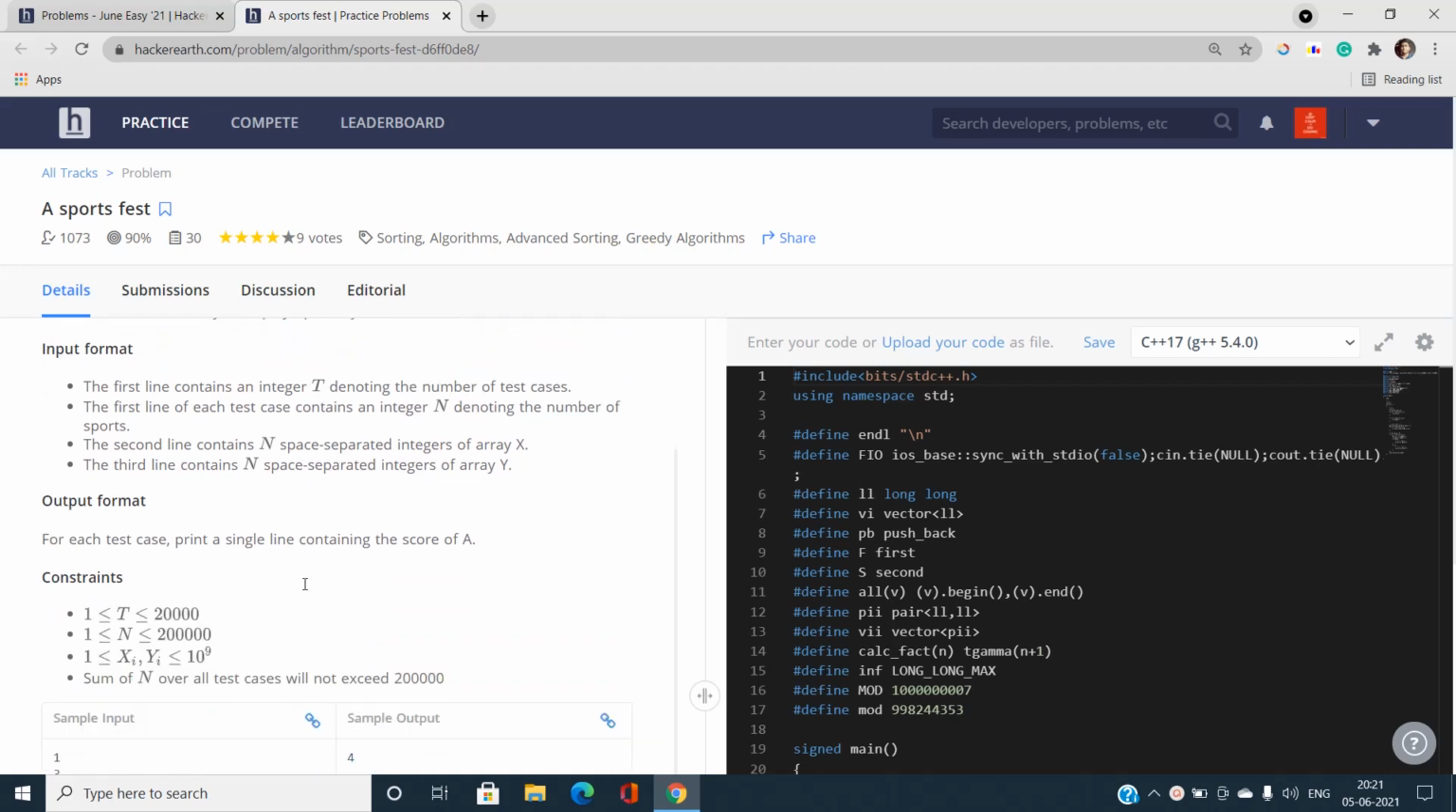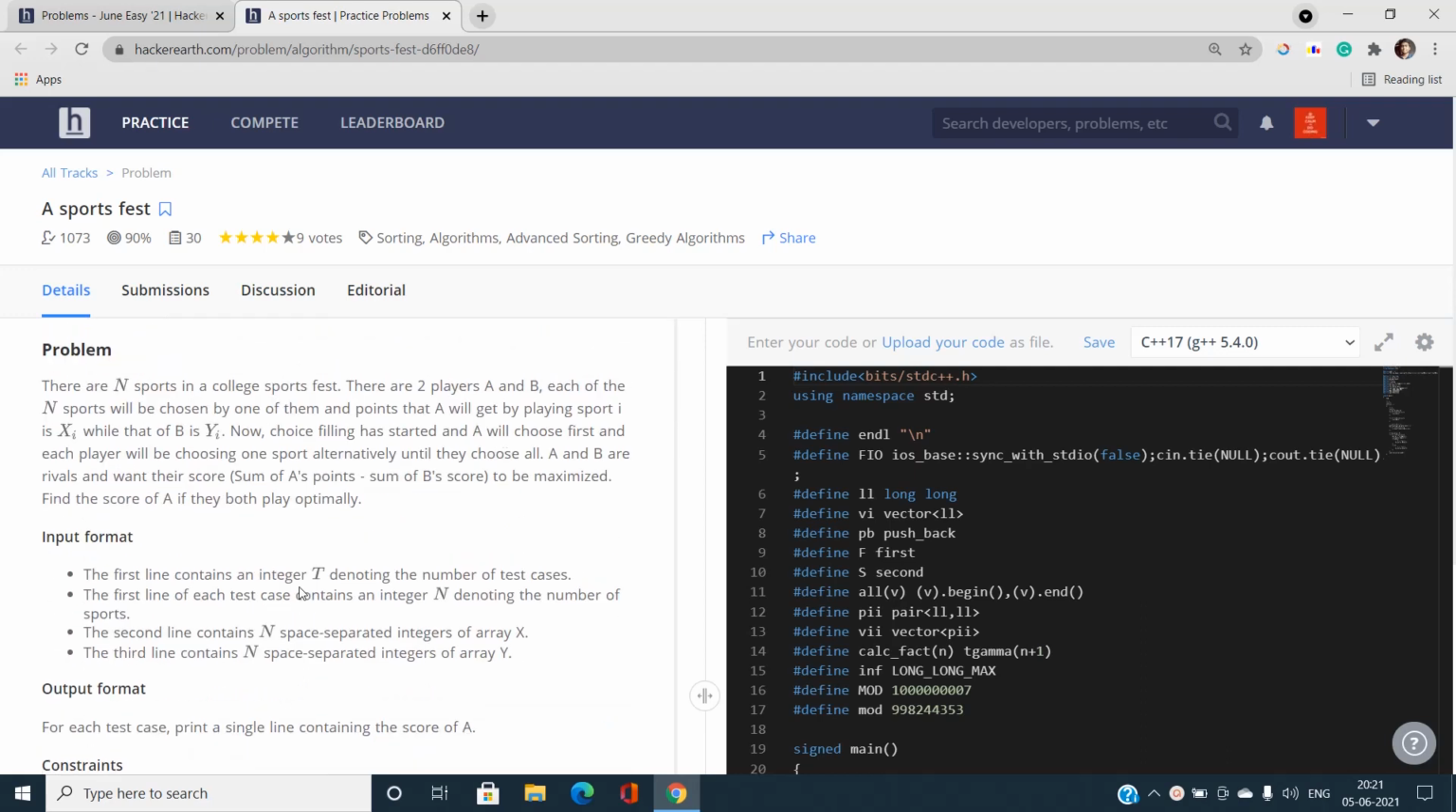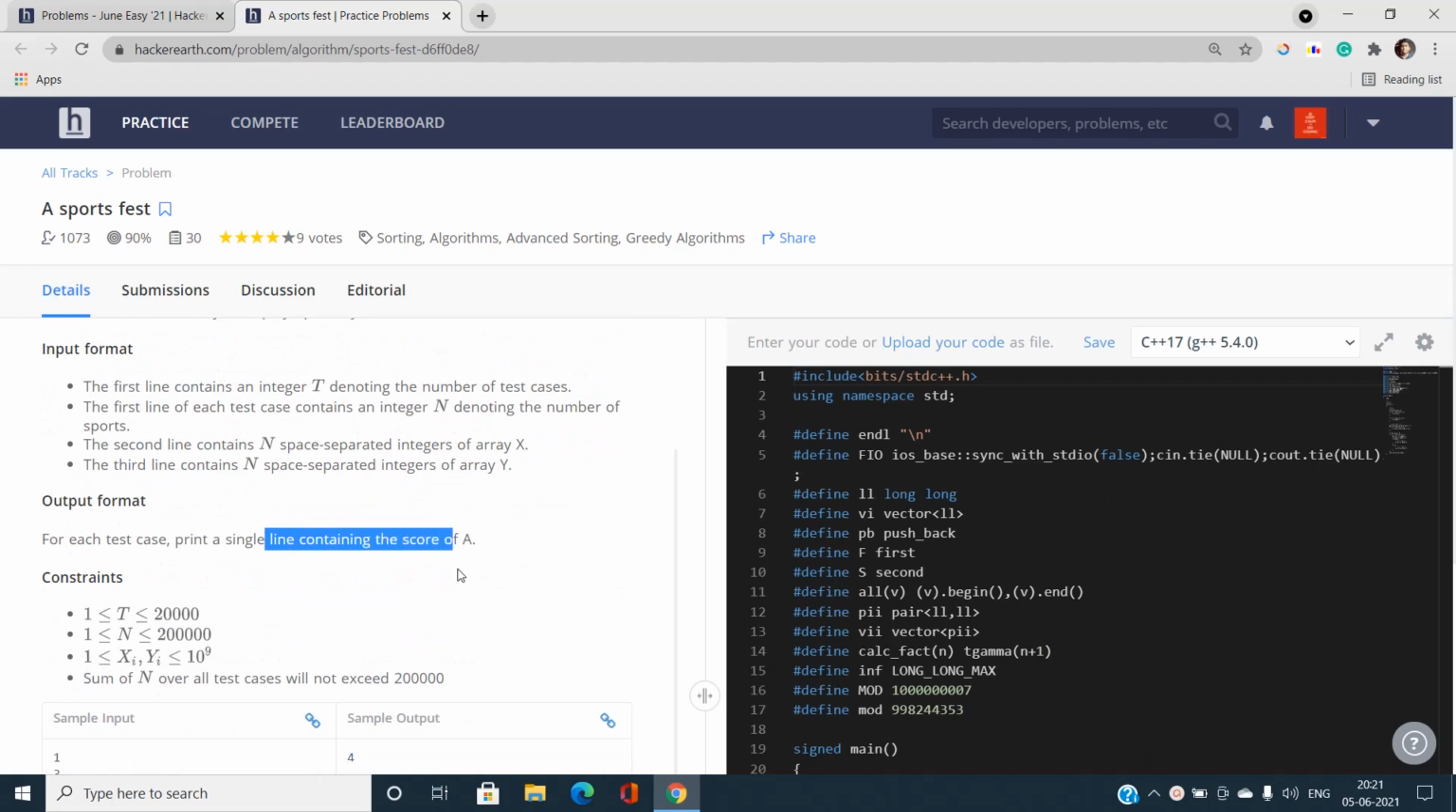We need to find what the score of A would be after all the sports are chosen by both the players in total. We need to output this for every test case.